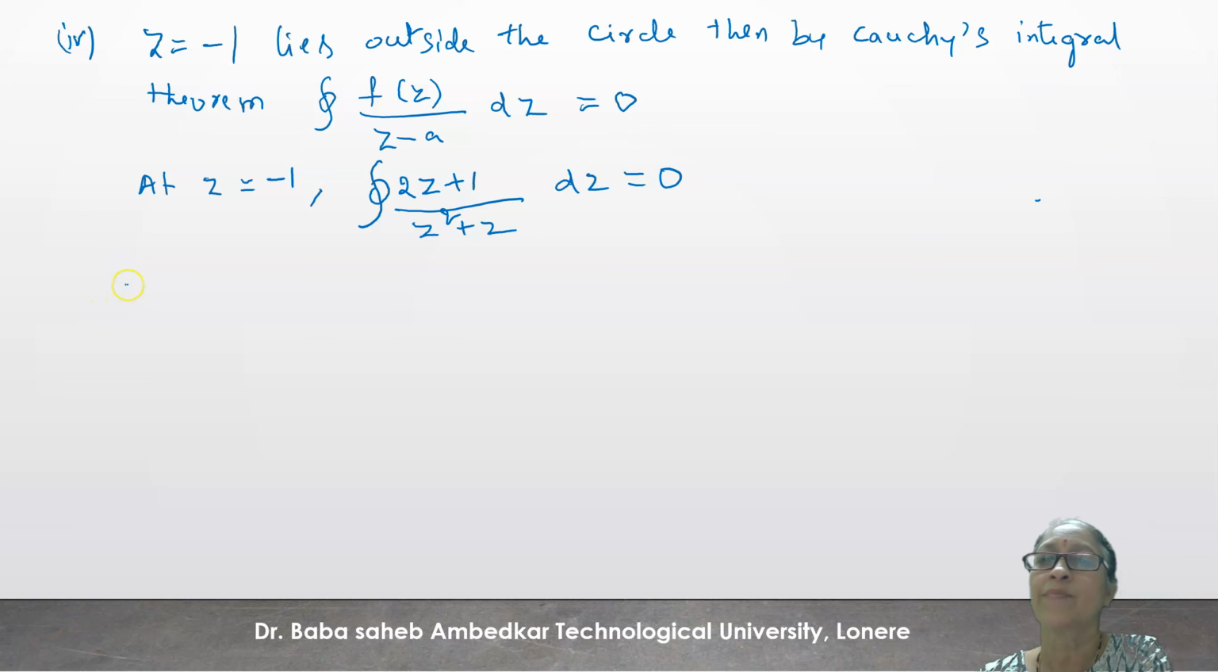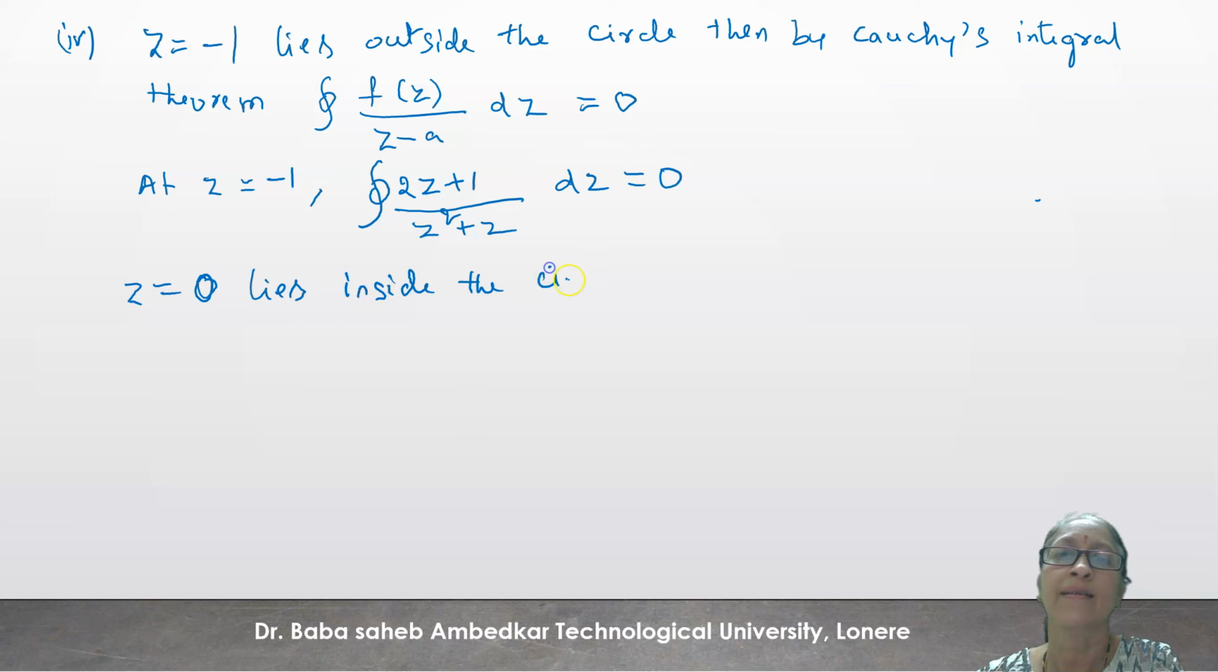Now let us take the second point. What is that? z equal to 0. z equal to 0 lies within the circle, or inside the circle.